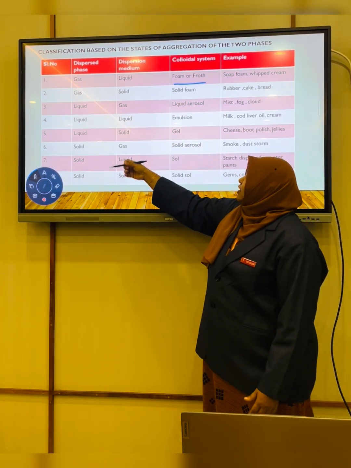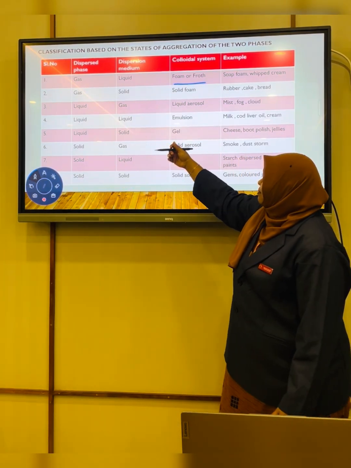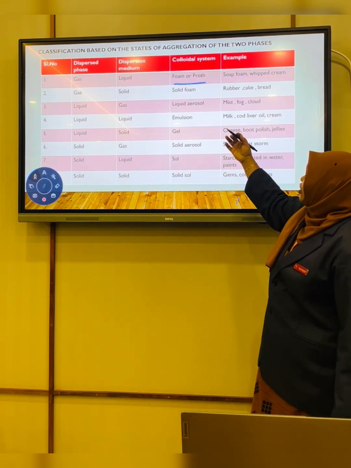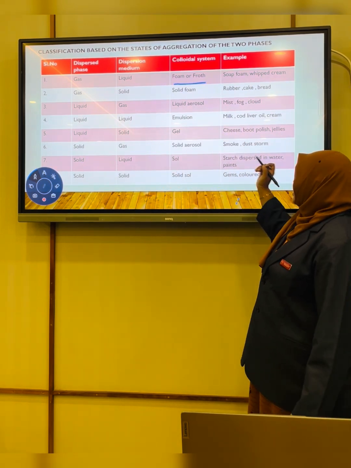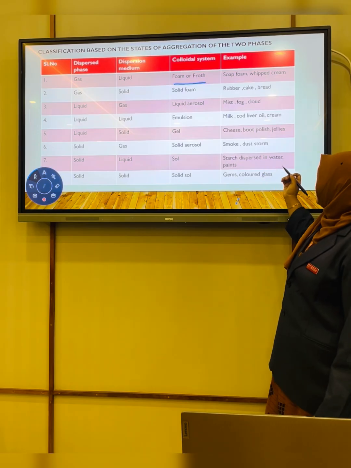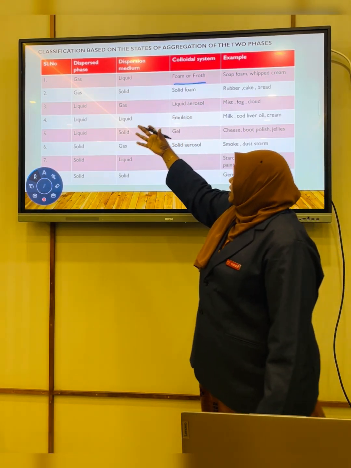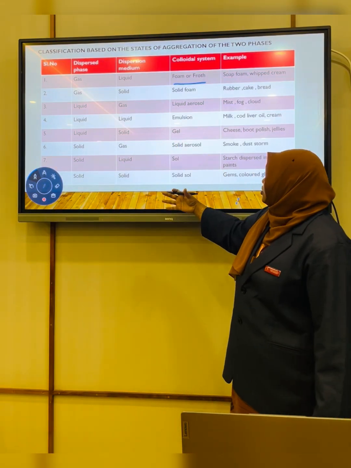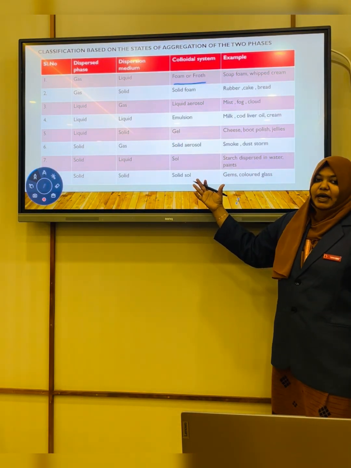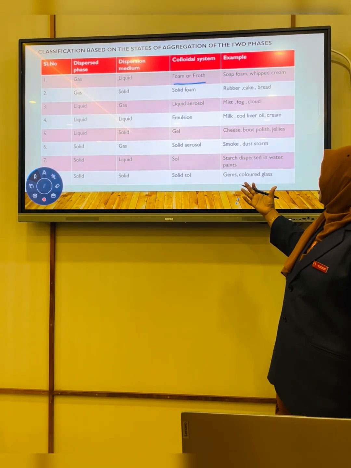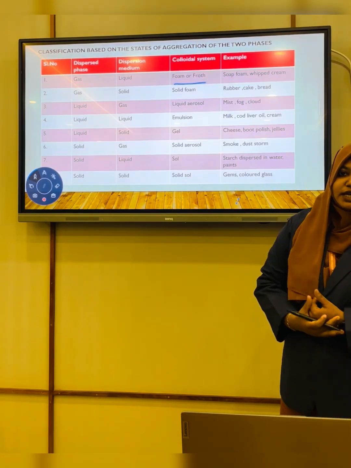The next one, the dispersed phase is solid and the dispersion medium is liquid. The colloidal system is sol. The examples are starch dispersed in water, paints, etc. The next one, both the dispersed phase and dispersion medium are solid. We call the colloidal system solid sol. The examples are gems, colored glass, etc.